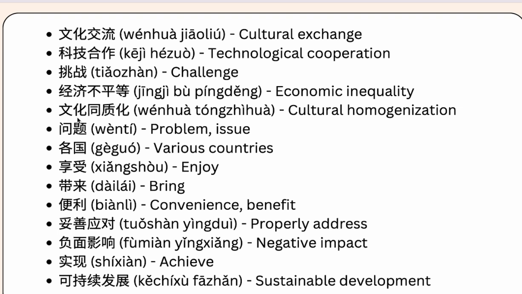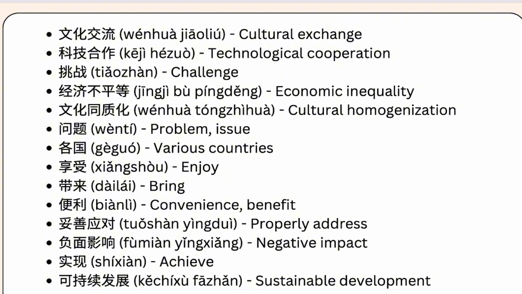So 文化, culture. 同质化, 同 is the same. So 同质化 is kind of like becoming the same. So all the cultures become the same. 问题, you would know, questions, issues. 各国, 各 is each, 国 is country, so each country. So it's different countries. 各国. 享受, let's enjoy.